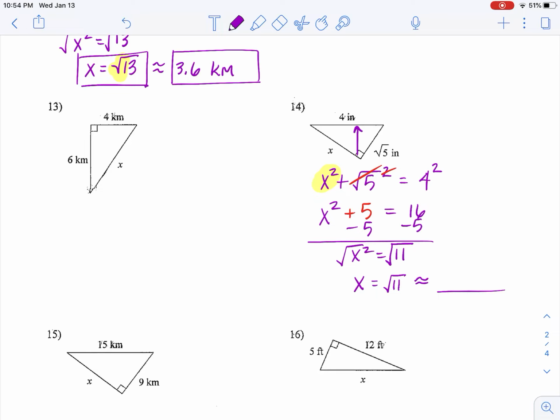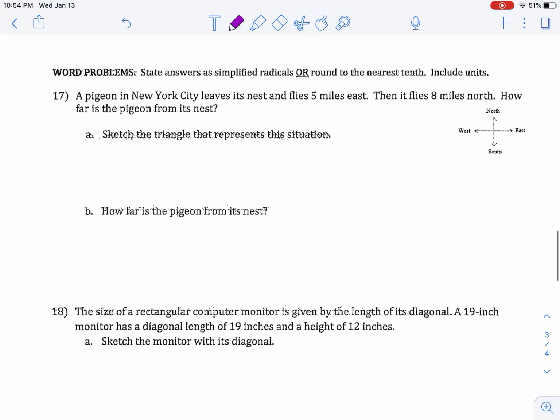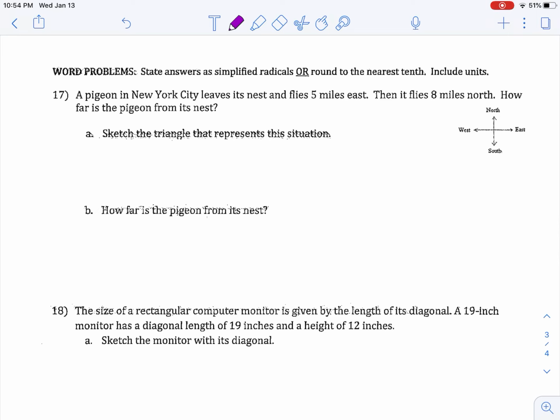All right, the only other thing that is on the quiz are some word problems. There'll be 2 word problems. And so you have to be able to sketch the picture, and then you have to label all the sides in your picture with either the numbers or a variable. And then in part B, you'll have to figure out how to use the Pythagorean theorem to solve it. So I'm just going to do one of these.